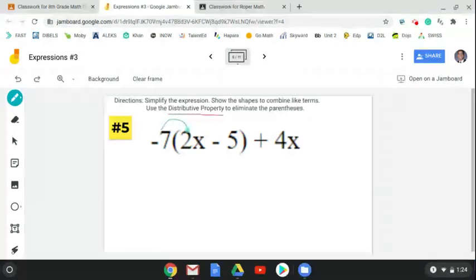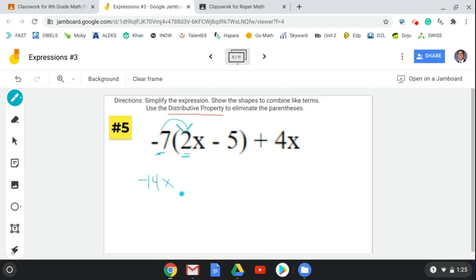So negative 7, rainbow, 2x. And the rainbow, of course, means multiplication because this is inside the parentheses. And the parentheses, of course, mean multiplication. So what's negative 7 times 2x? Well, negative 7 times 2, that's negative 14, right? Same signs positive, different signs negative, right? These are different signs, so my answer is negative. Negative 7 times 2x is negative 14x.